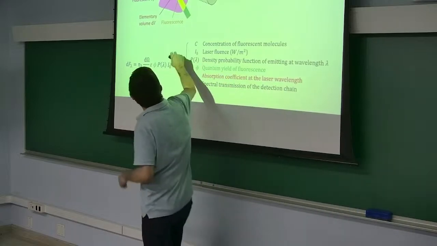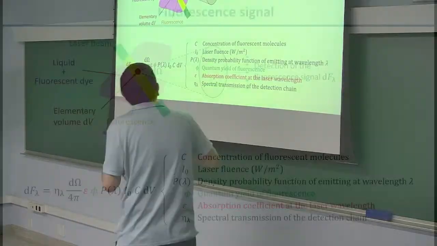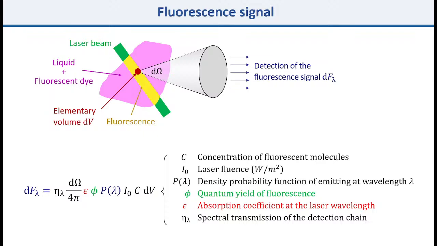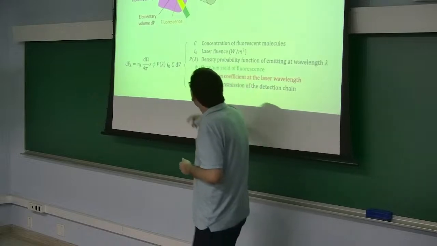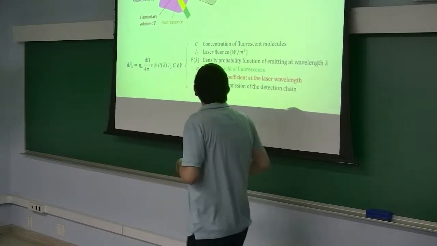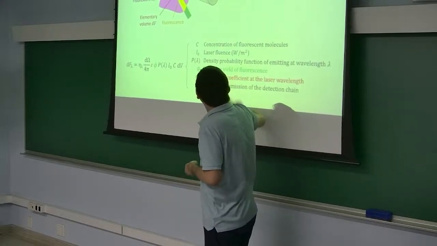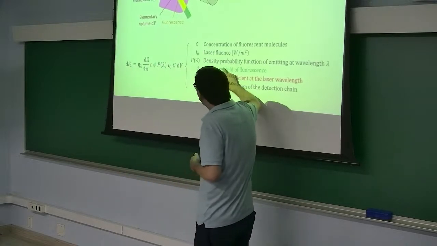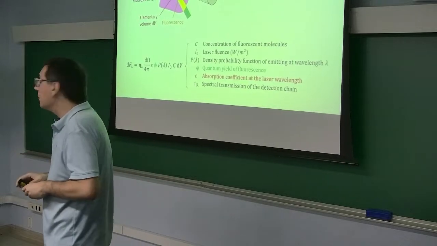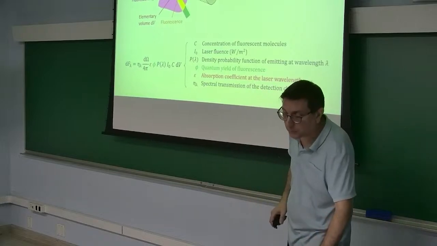The fluorescent signal that is emitted from a small volume, let's say an infinitesimal volume dV, will first traverse the flow and arrive at the detection system. The fluorescent signal that is detected is proportional to the concentration of fluorescence molecules in the volume dV, the laser fluence arriving at the measurement volume, and the solid angle under which the photons are detected. There are also two parameters, the fluorescence quantum yield I've just presented, and the absorption coefficient at the laser wavelength. These two parameters are likely to depend on the temperature and the chemical composition. So we will start with measurement of temperature.